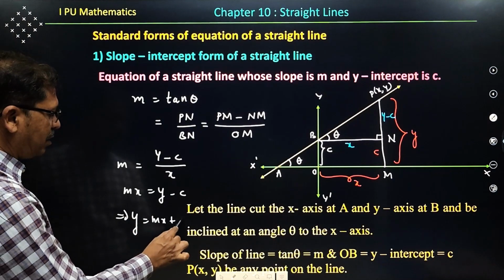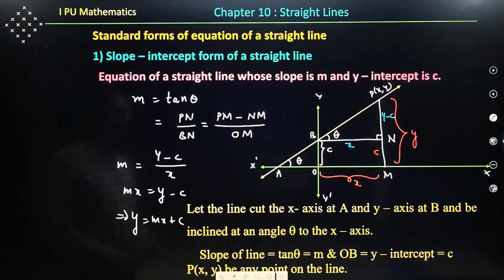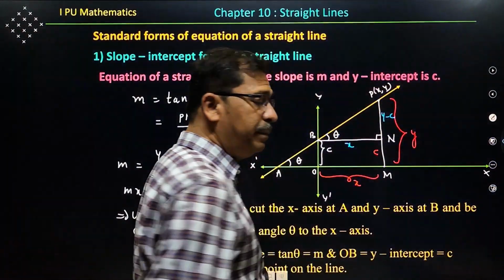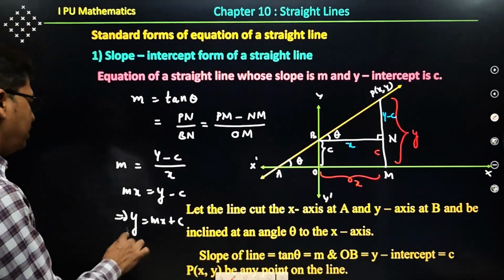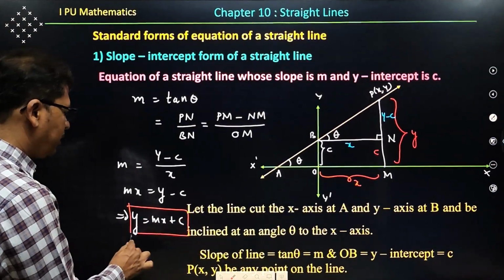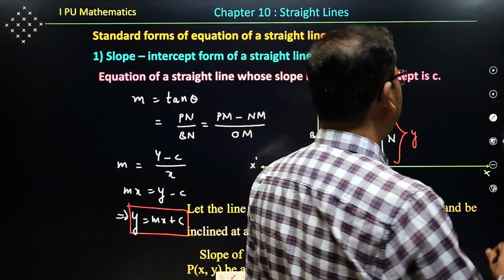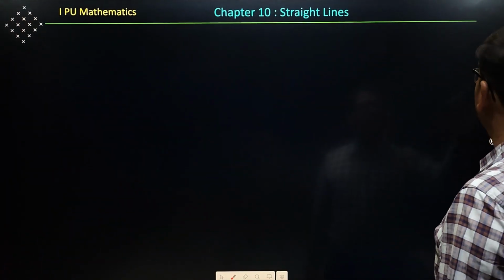Mx plus C. So this is the equation of the straight line having the slope M and Y intercept as C. Y equal to Mx plus C. You need to remember this. Let us move to the next form. That is what you see here.